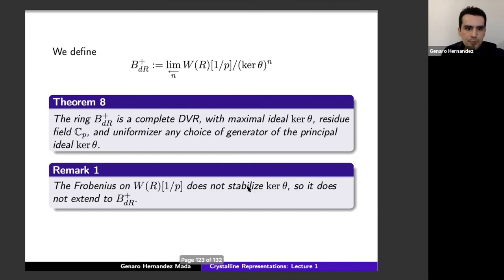Okay, so here we need to make a very important remark: the Frobenius here does not stabilize the kernel of theta. So we cannot extend that Frobenius to this ring, unfortunately, or fortunately, depending on if you're an optimistic person or not, but we will fix this problem later on.